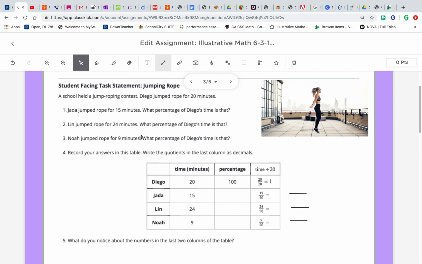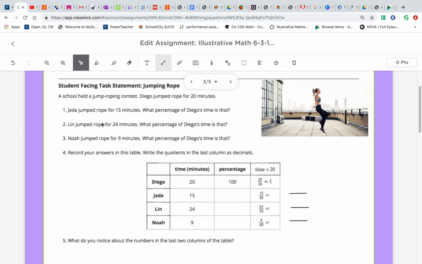Okay, now if you look here, we can see in these questions they all are asking us about other people and how their jumping rope time compared to Diego's, right? So it's important to note that since we are comparing all of them to Diego, we are going to say that Diego's time is 100% of the time that we're comparing the others to.